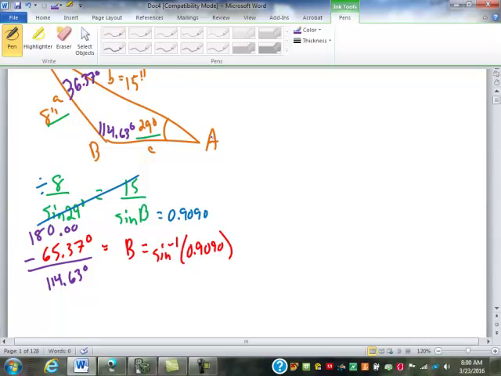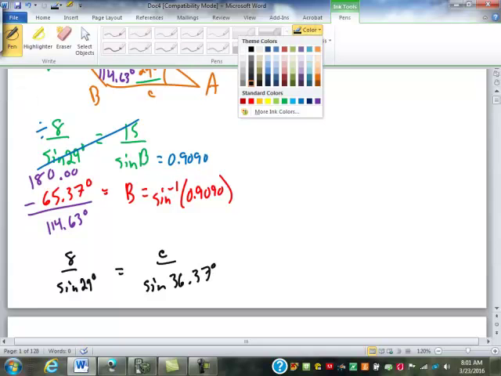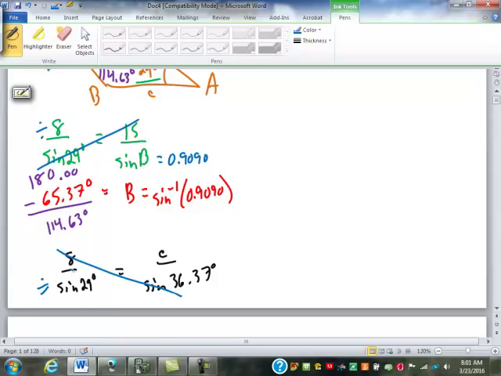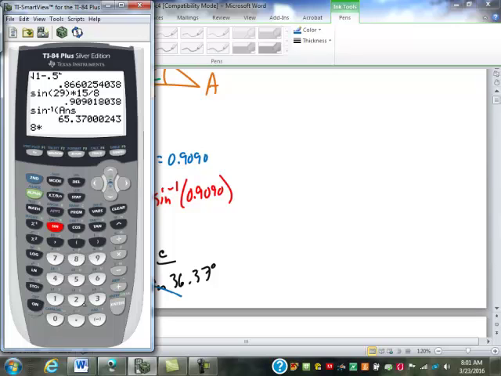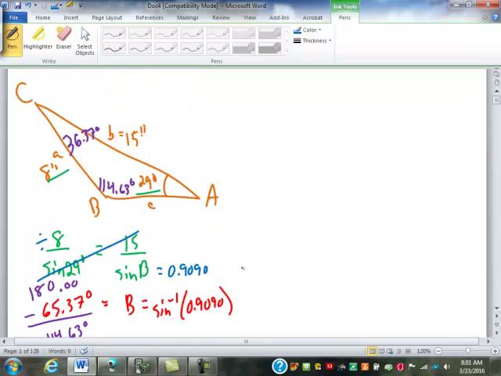Correct? So now we can find side C, because we still have 8 over the sine of 29 degrees equals little c over the sine of 36.37 degrees. And we cross multiply and divide. 8 times the sine of 36.37 degrees divided by the sine of 29 degrees. 9.79 is C. How many of you had that? Any questions? Not so bad?